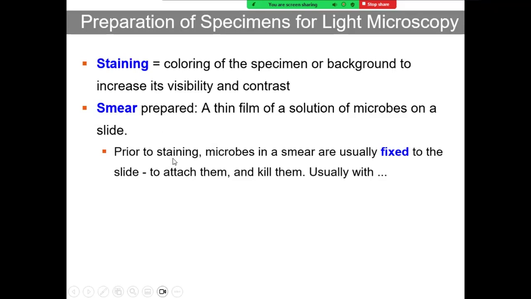So prior to staining, microbes in a smear are put on the slide, air dried, and then heat fixed to the slide to attach them. The heat fixing does tend to kill most, not all, but many bacteria cells. Usually the cells are fixed by air drying and then heat fixing by gentle warming. Any question about any of that?